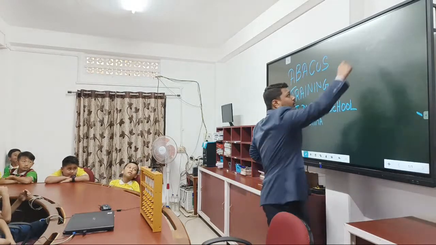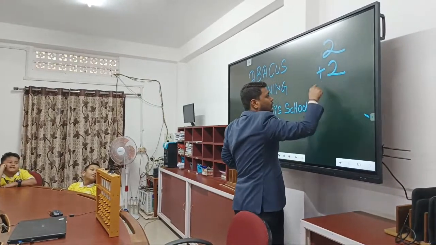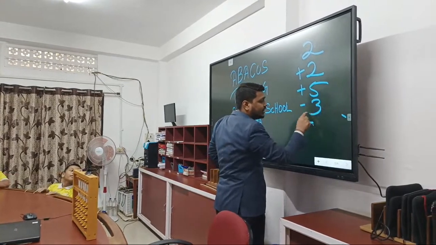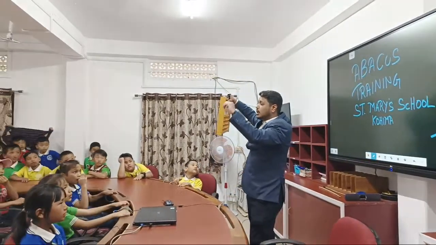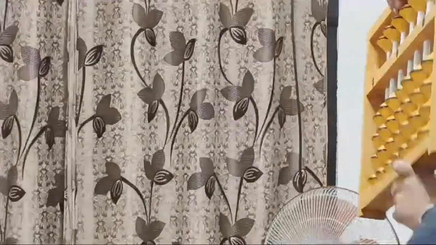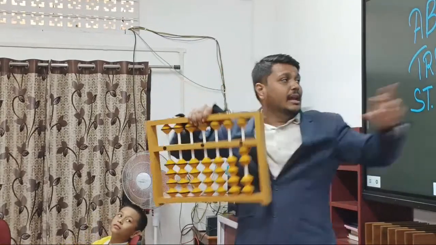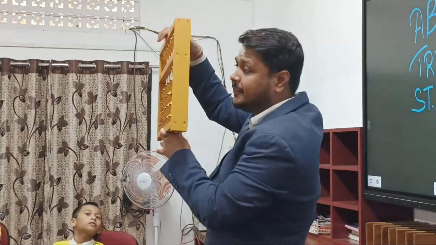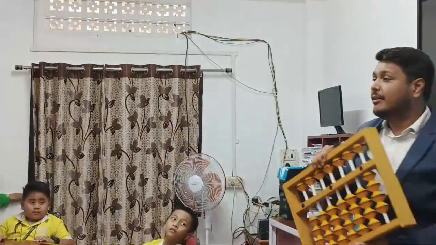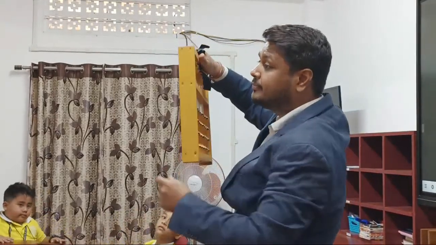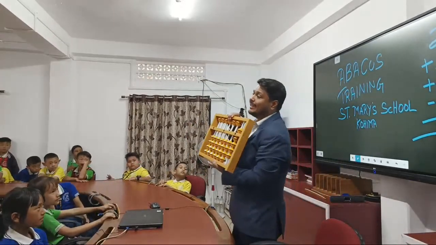Very good. Clap for yourself. Next question, observe: two plus two plus five minus three. Here on the scale, what is the first number we are supposed to do? Two. So for two, I take these two beads and push them up. Next, plus two. For plus two, take these two beads and push them up. Perfect. What is next? Plus five. For plus five, the upper bead goes down. Now, minus three.